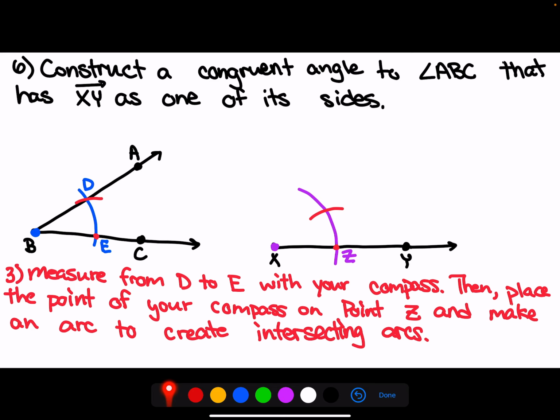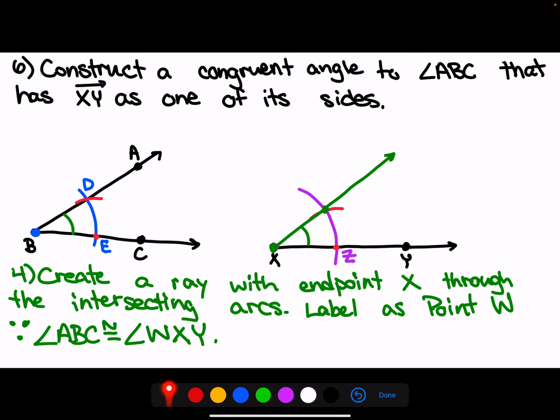With that intersection point, I'm now going to label that. If you'd like, you can label that as point W. You can say, oh, this is point W. And now that we have this, you're going to line up your ruler with point X and the intersecting arcs, point W. And you're going to draw a ray with endpoint X through that intersection. That ray will create angle WXY, and of course WXY is congruent to angle ABC.